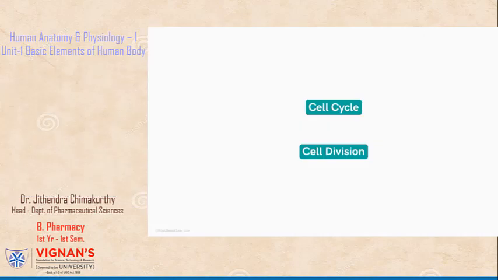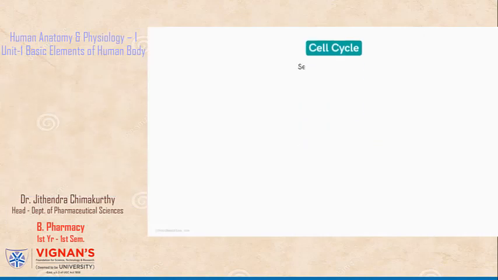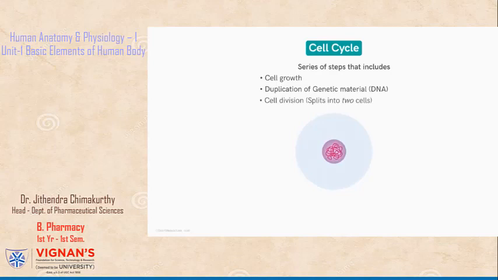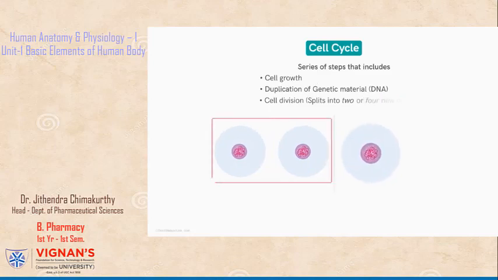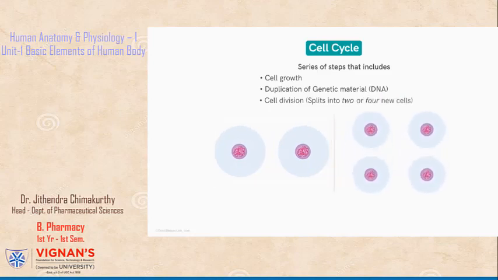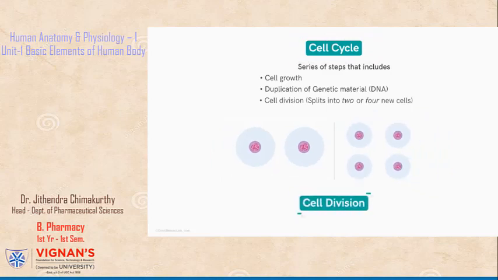Cell cycle is a series of well-orchestrated steps including cell growth, duplication of genetic material, and cell division, usually resulting in two identical cells. In other words, a cell passes through various steps in order to grow, copy its DNA, and finally split into either 2 or 4 new cells. This is cell cycle. And what exactly is cell division?